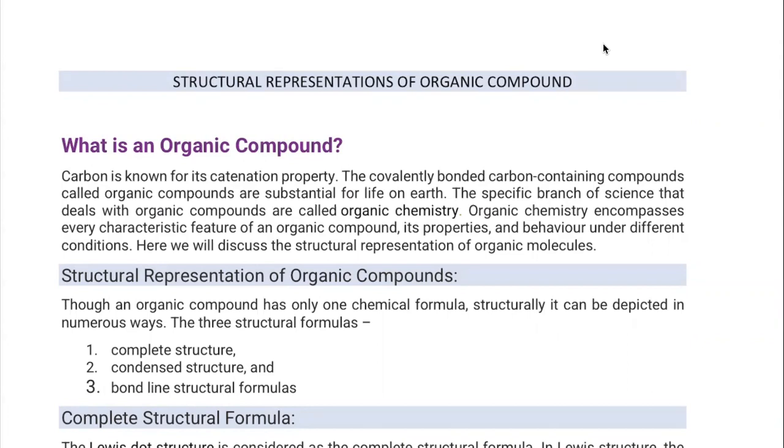So in our previous class, we learned about the properties of carbon, by which it can form such a large number of compounds. Because of its covalent property, its catenation property and its small size, carbon can form a large number of compounds. And when carbon and hydrogen form compounds, those compounds are known as organic compounds.